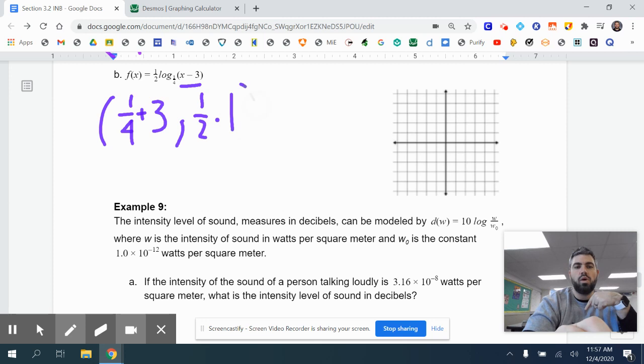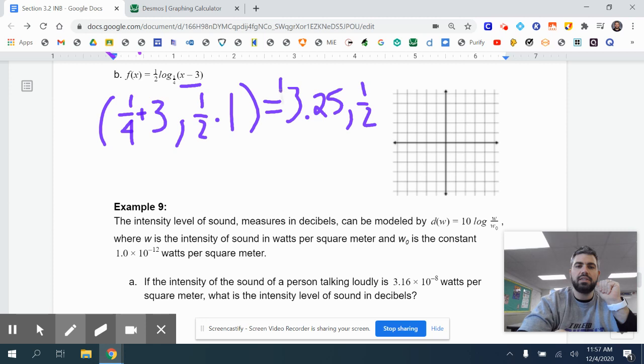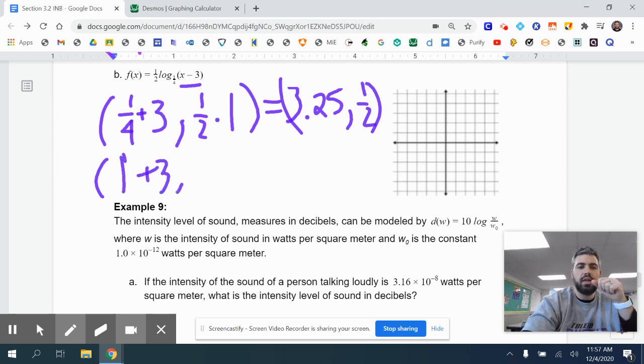So instead of just 1, it's going to be 1/2 times 1. So our new point is 3.25, right? Let's do 3.25, and then comma 1/2. All right, so that's our first important point, right? All right, let's go to the next one. So we said it was (1, 0). So 1, and then I add 3 to it, and then I do 1/2 times my y, which is 0. So I'd get the point (4, 0), okay?